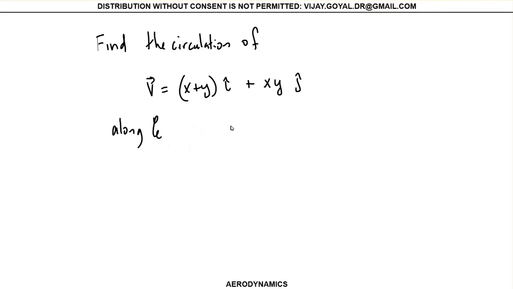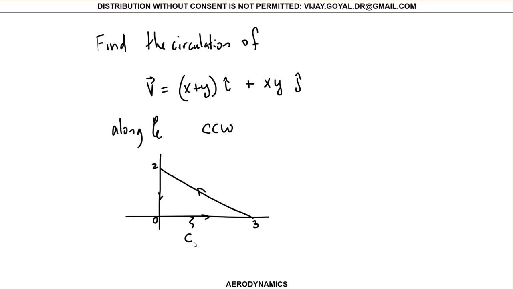And obviously counterclockwise. And what we want to find it is across the following path. This is a triangle. This is 0, this is 3, this is 2. And what we're going to do is call these several segments: C1, C2, and C3.